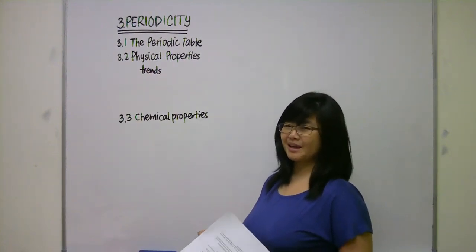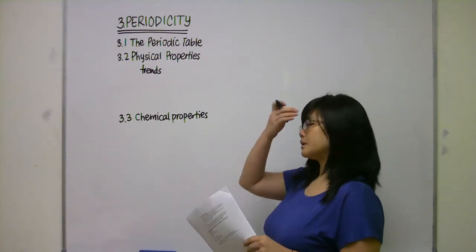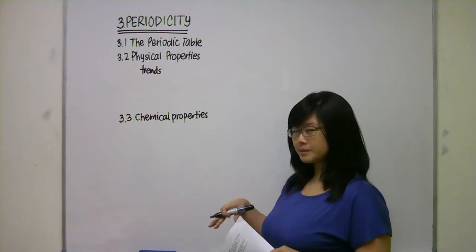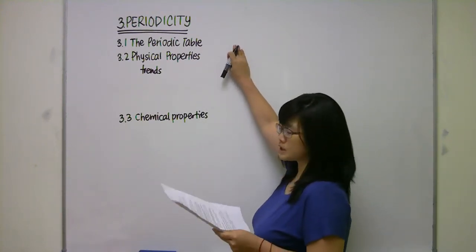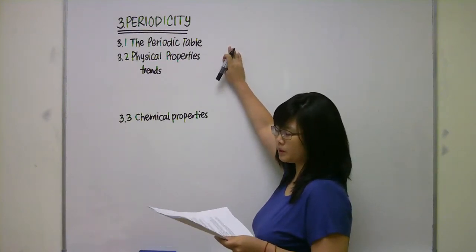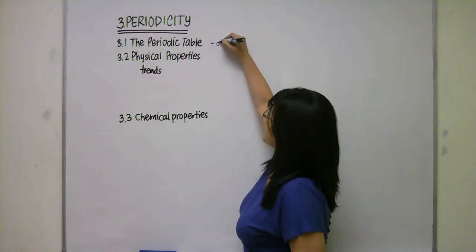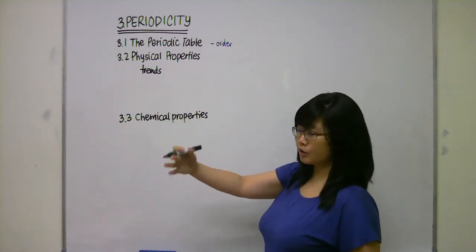The third chapter in IB Chemistry will be periodicity. We'll be discussing the periodic table and the trends of the elements in the periodic table. The first part that they will have to discuss with their students will be about the periodic table. This is very simple. You only need to teach them the order. How are the elements in the periodic table ordered?